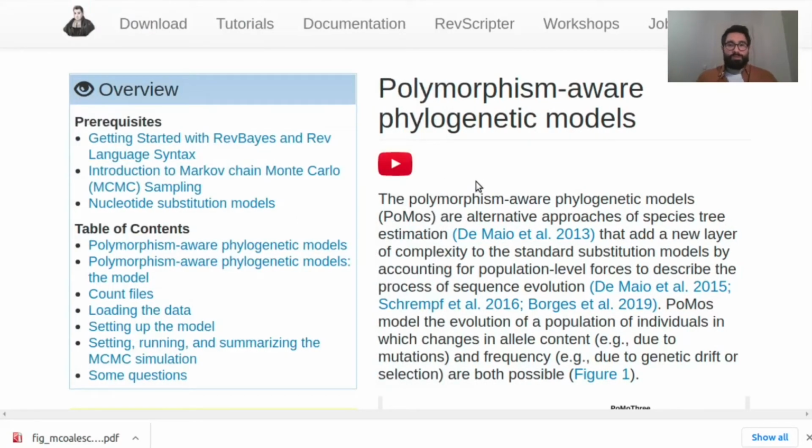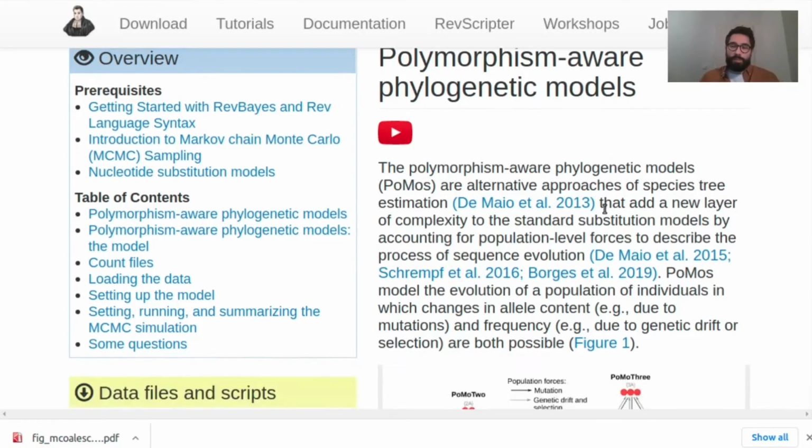So, to start, the polymorphism-aware phylogenetic models, like the standard substitution models, aim at describing the phylogenetic relationships between different species. However, POMOs aim at providing a more complex description of the evolutionary process. And by that I mean that while the standard substitution models aim at describing the substitution process, POMO tries to break the substitution process into its constituent processes and brings a population level description of the sequence evolution. And how does POMO do that?